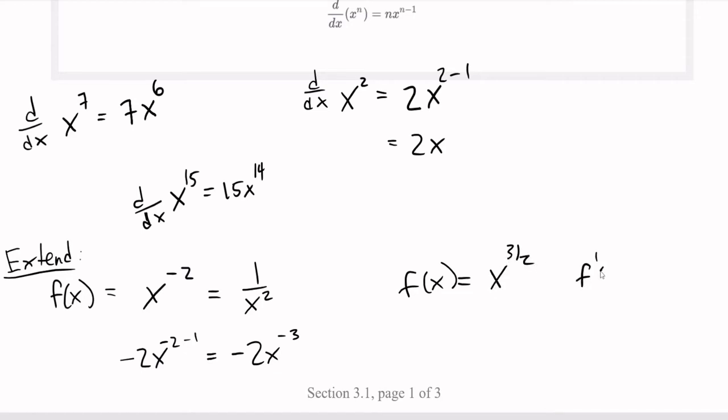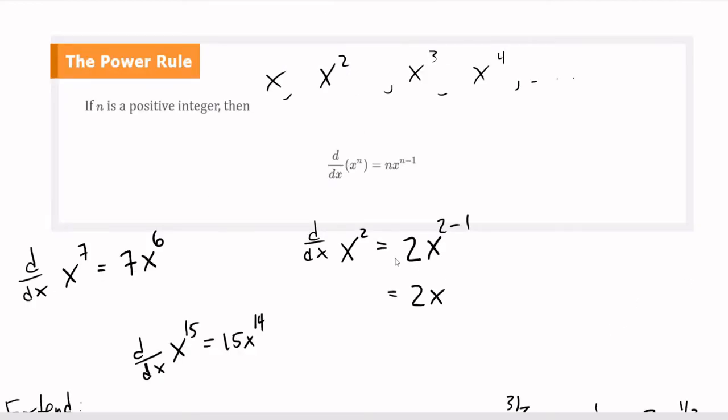Okay, what's the derivative? And you'll notice I'm mixing up notation here, right? So I was using d dx over there. I'm using f primes here. We got to be comfortable with all of it. Drop it. Subtract 1. 3/2 minus 1 is 1/2. Boom. So there you go.